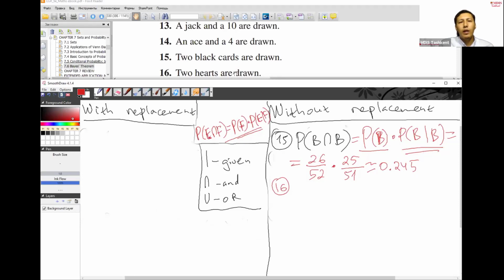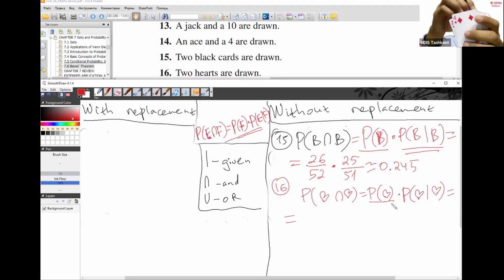16: two hearts are drawn. P(heart and heart). Okay, two hearts. So again we use this conditional probability formula. P(heart) times P(heart given first is heart). First one is the probability of choosing heart. How many hearts? We have 52 cards and we have 13 hearts.